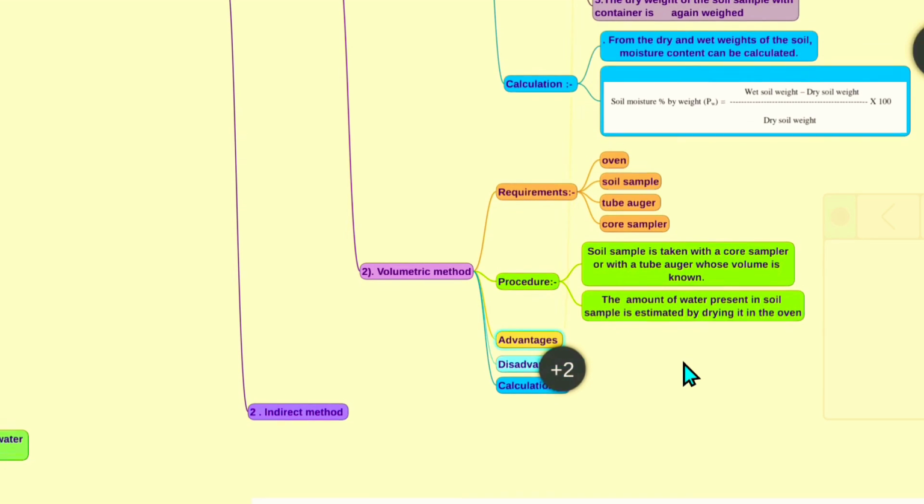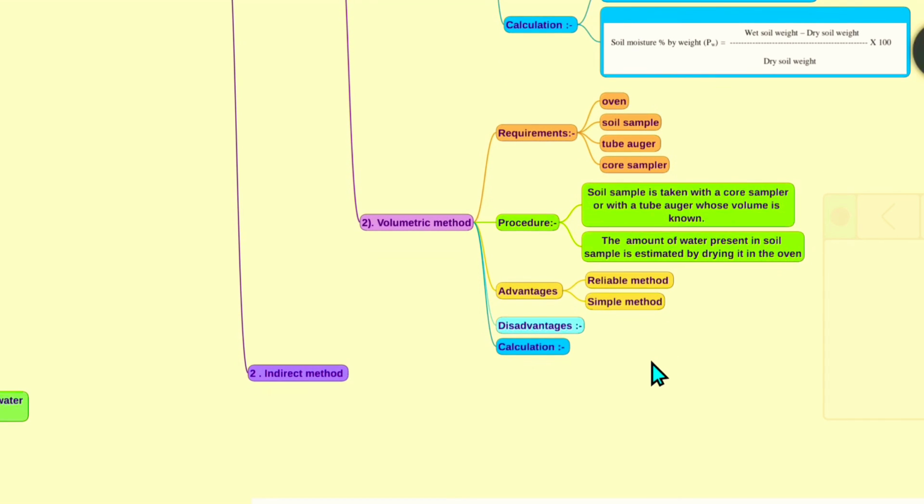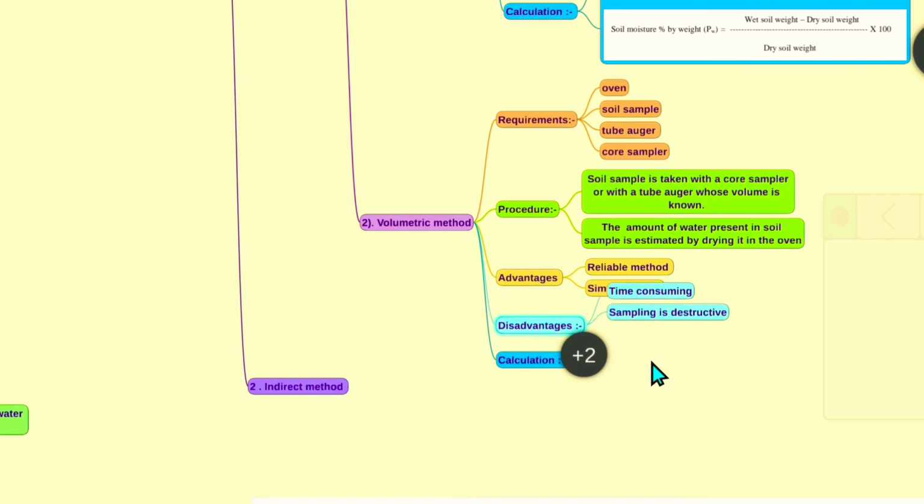And the advantages of this method: this is a reliable method, and this is a simple method. And the disadvantages of this method: this is time consuming, and sampling is destructive.